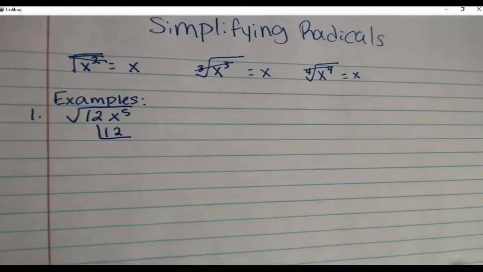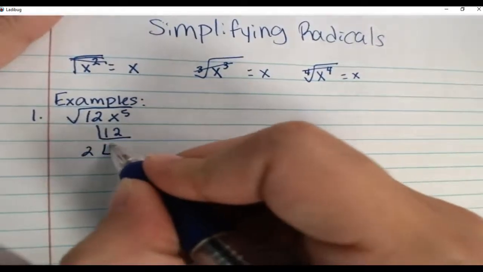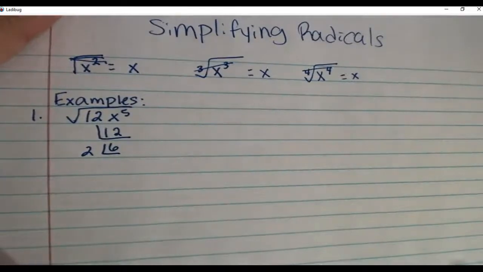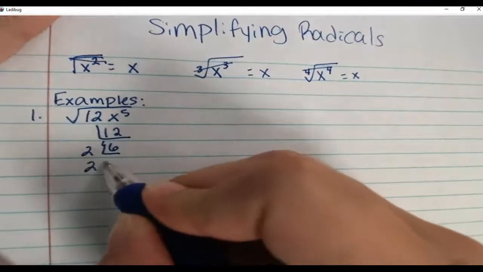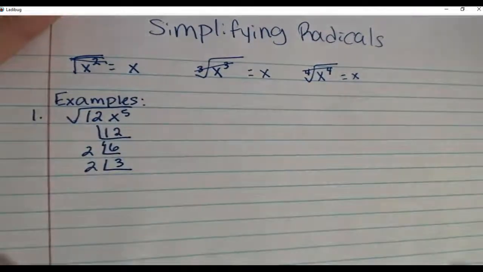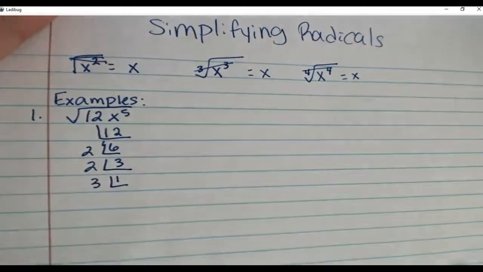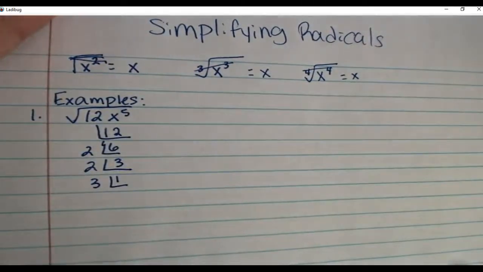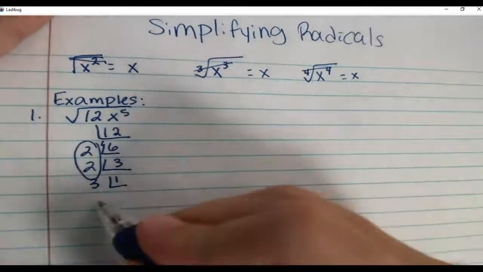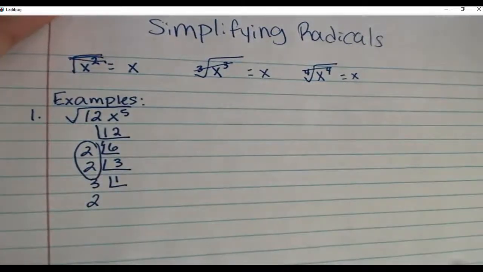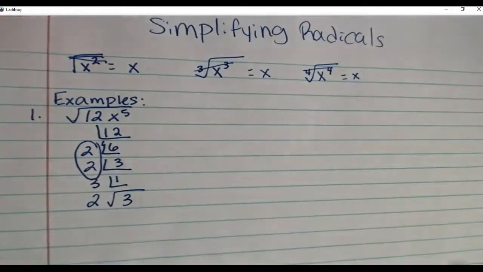But what prime number goes into 12? 2. So 2 and 6. How about 6? 2 also. 2 and 3. Good. And 3 is prime. So 3 and 1. So we have a pair of 2's. So 2 is going to come outside. And then 3 all by itself stays inside.